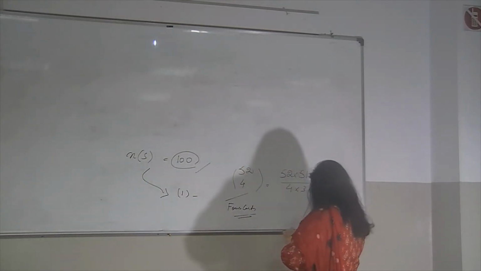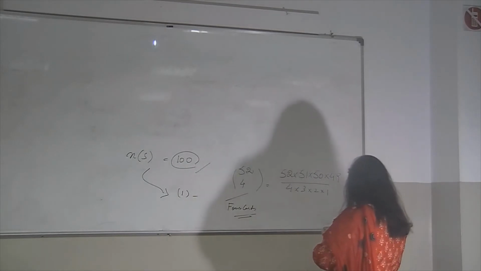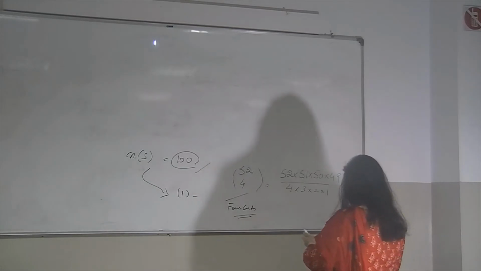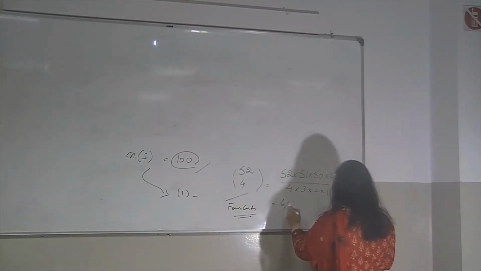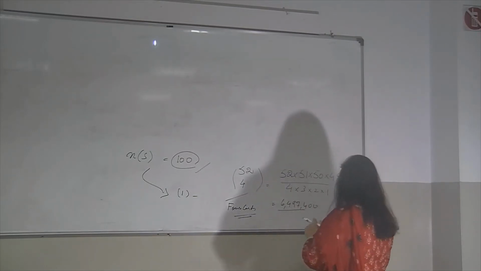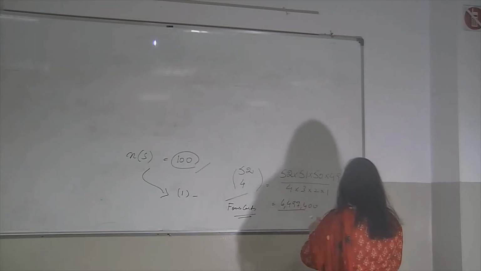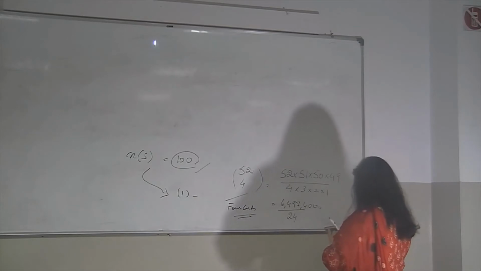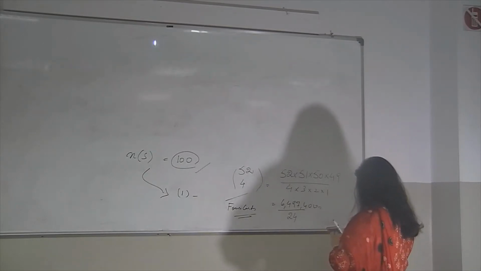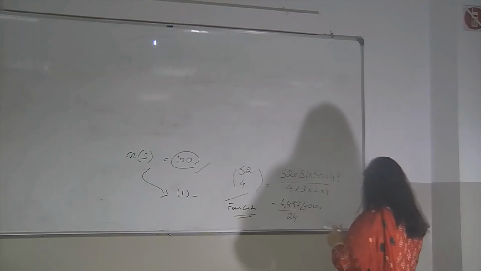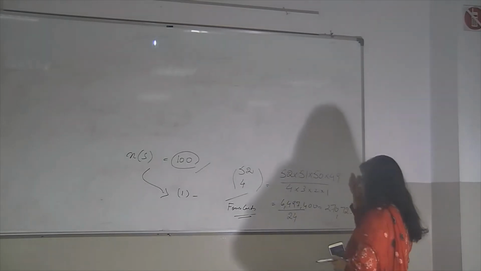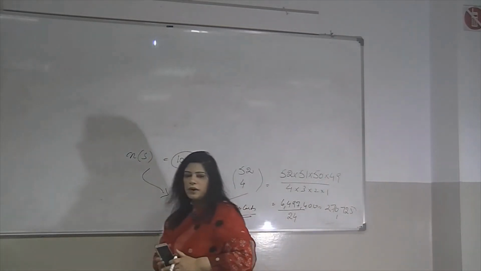So we can have 52 into 51 into 50, and then into 49. So let's suppose 6497400 divided by 24, and you get 270725.